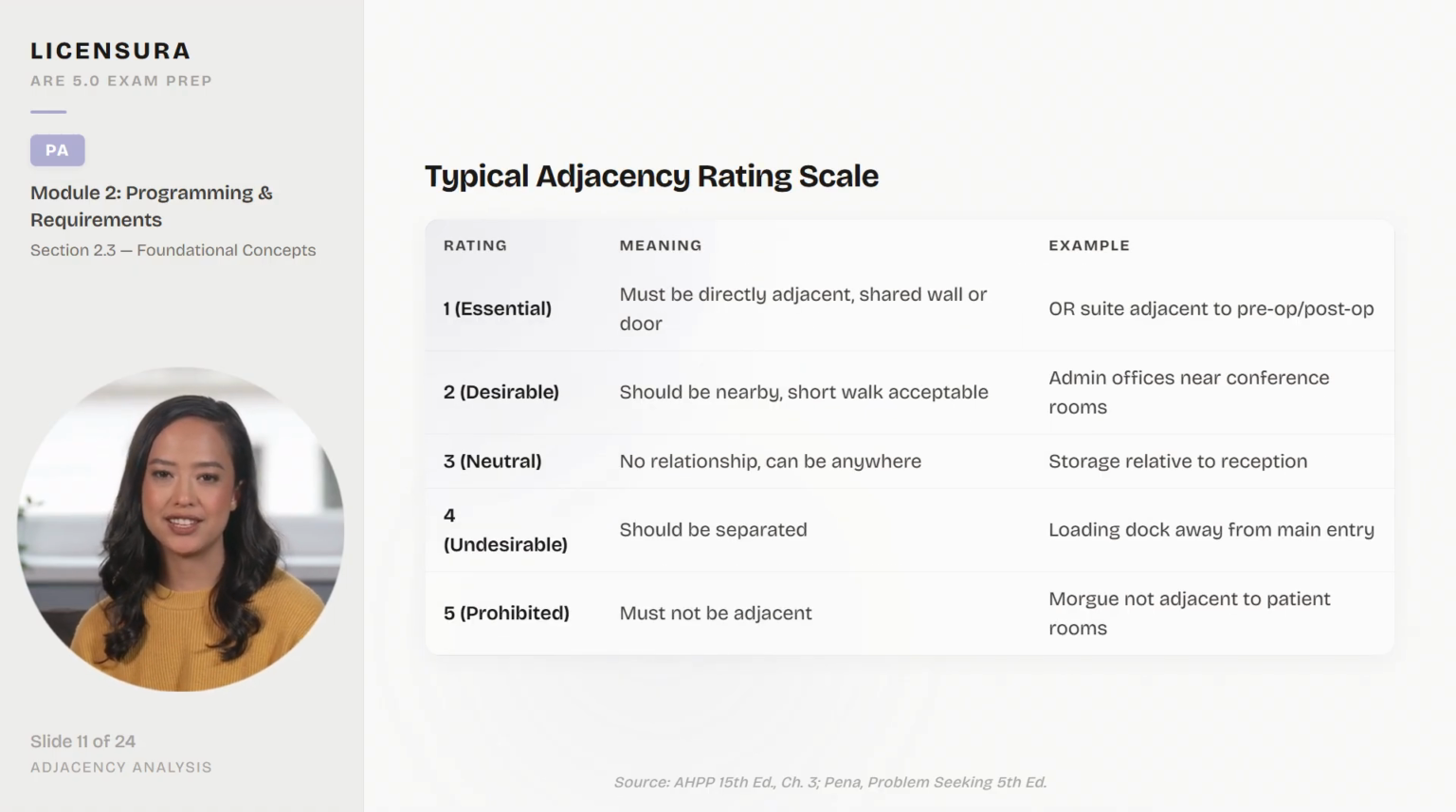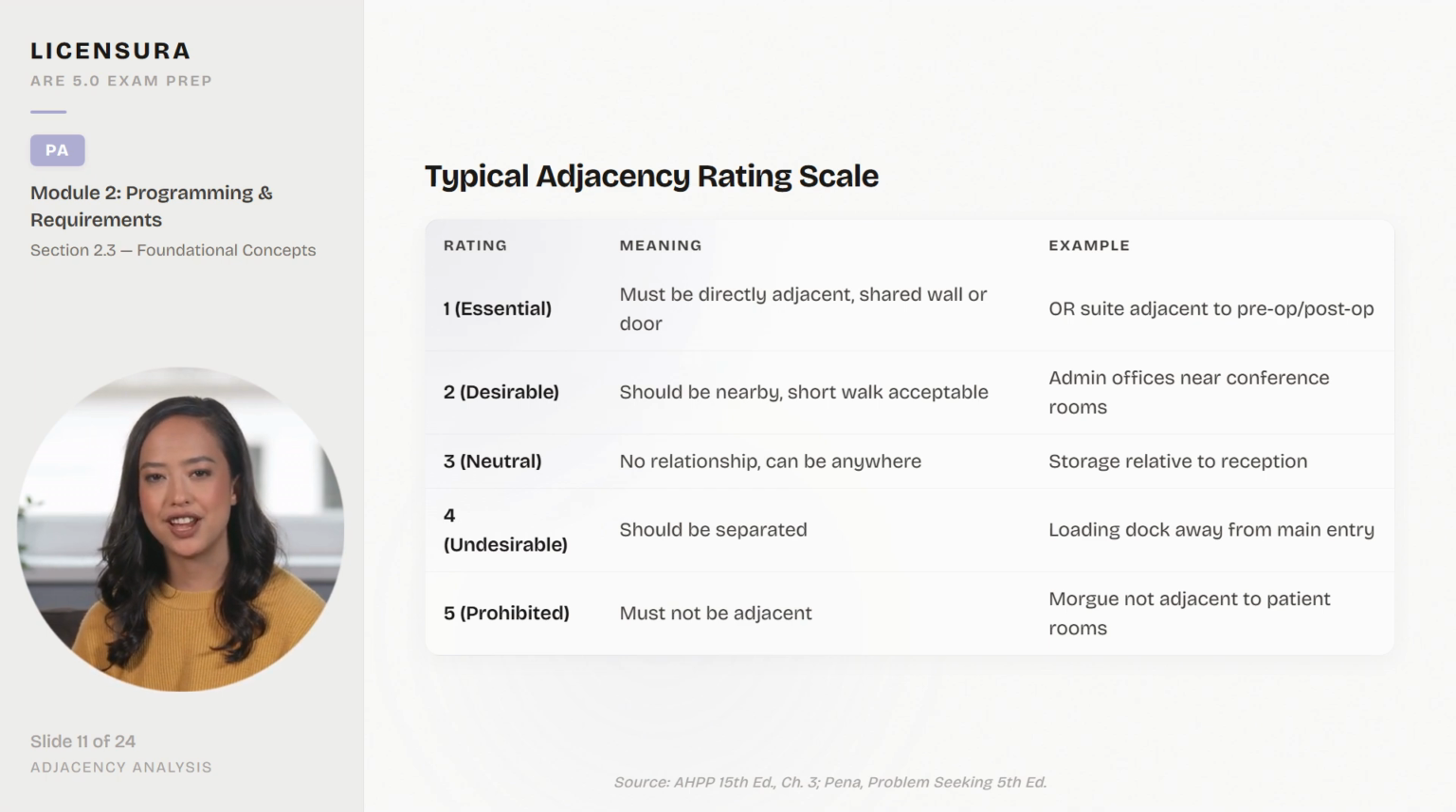The adjacency rating scale on screen uses a 5-point system that the exam tests directly. Essential adjacency means shared wall or direct door connection. Think operating room to pre-op recovery. Desirable means nearby with a short walk acceptable. Admin offices near conference rooms. Neutral means no spatial relationship.